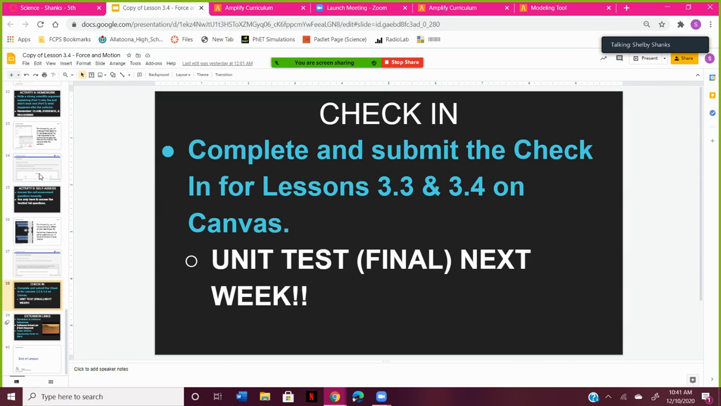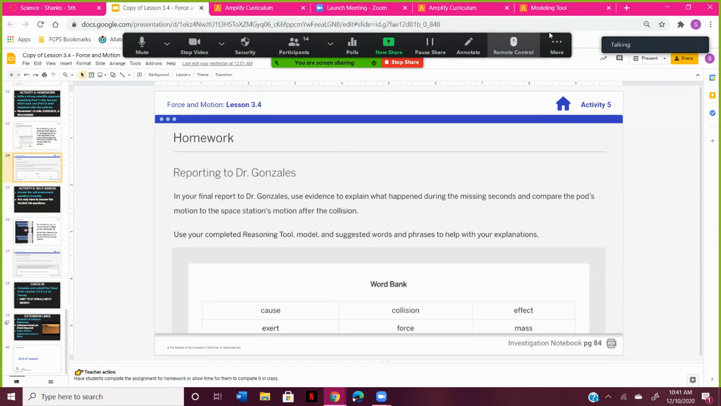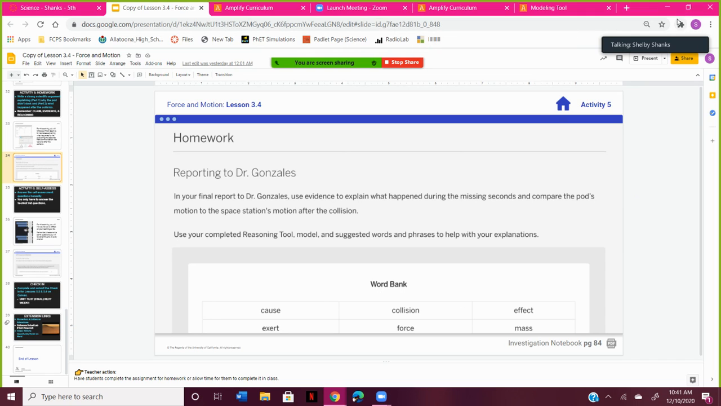All right, so get done with this homework part in Amplify, and when you are done with the homework, you may leave. All right, I'm going to stop sharing my screen and go and check who has finished everything, and you may leave once you have.